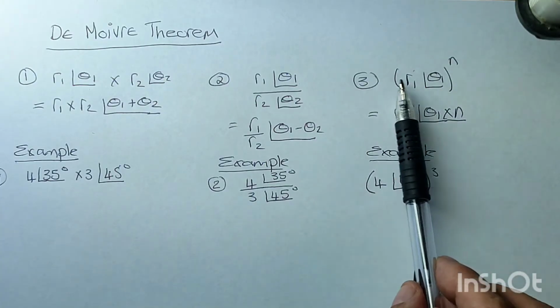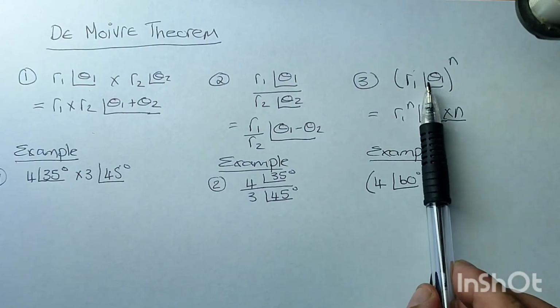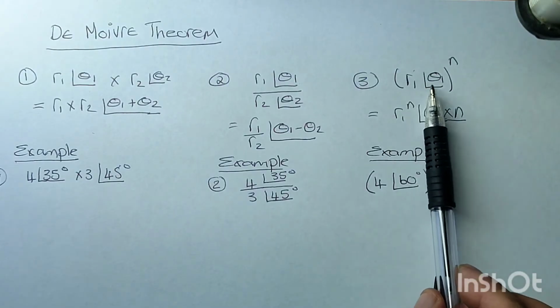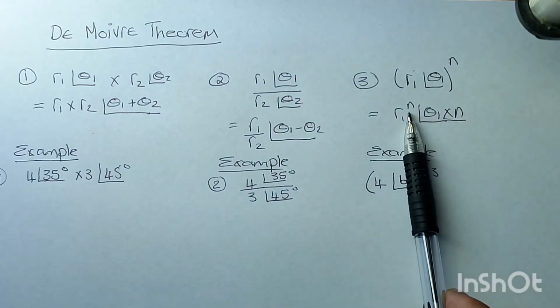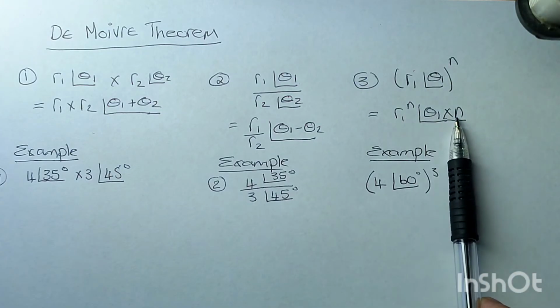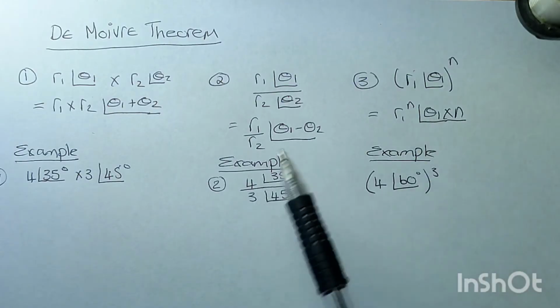In the third place, when you have an r and a theta, which means polar form, to an exponent, you only apply the exponent to the r value, but you multiply the exponent with the angle.